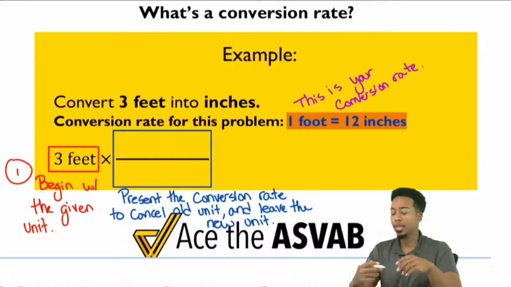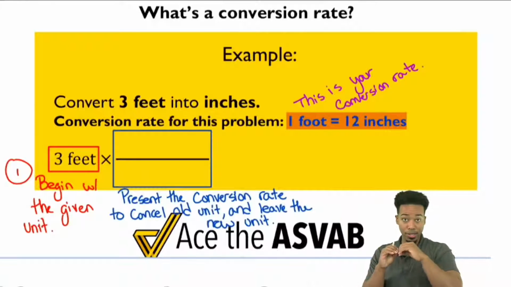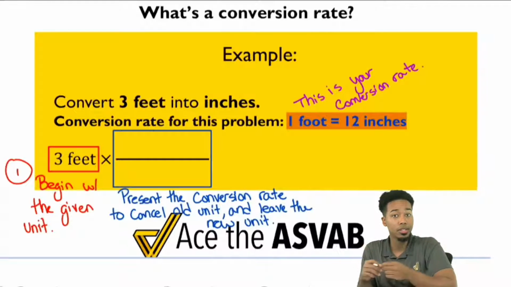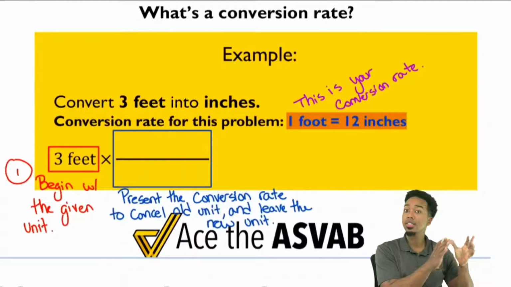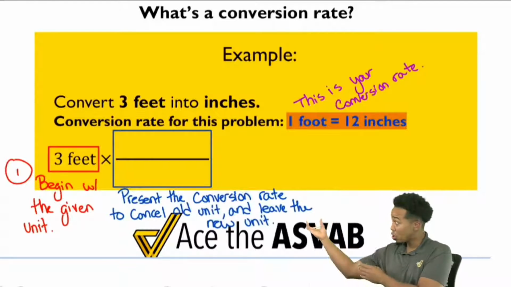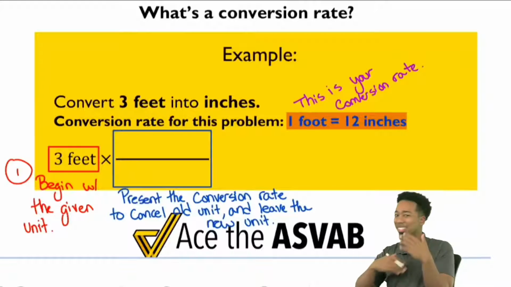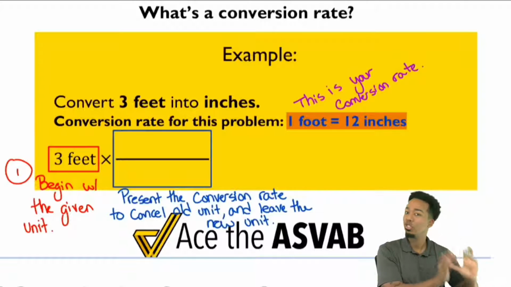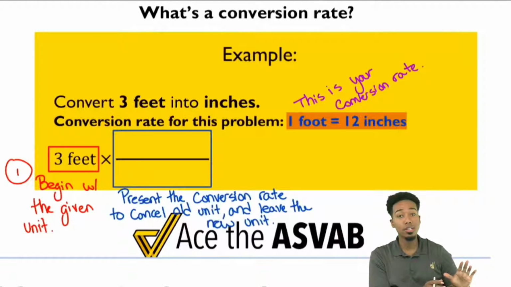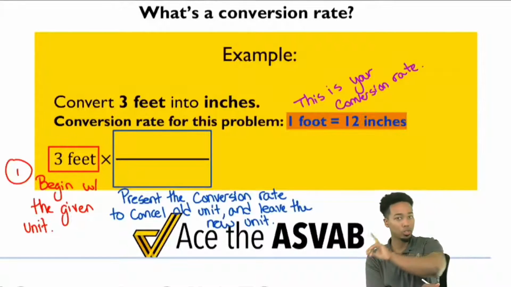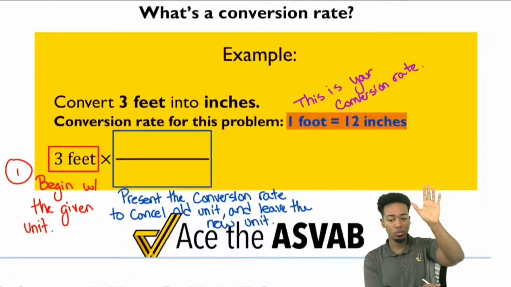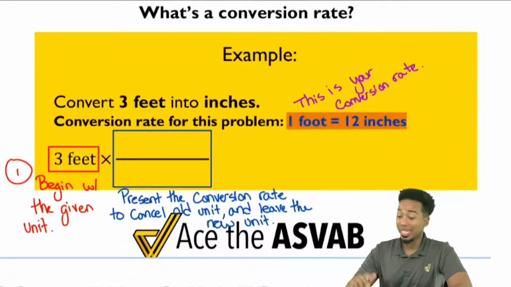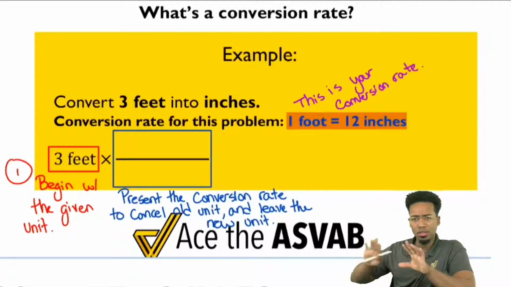So everyone, if we are starting with 3 feet, we're trying to cancel out the feet. We're trying to leave what it is in inches. One more time. I'm starting with feet, so I want to somehow get rid of feet so that way I end up with just inches. Before I continue, does everybody understand the goal? I'm going to show you how to do it in a moment, but does everyone understand the goal? We're trying to get rid of feet and just leave inches.